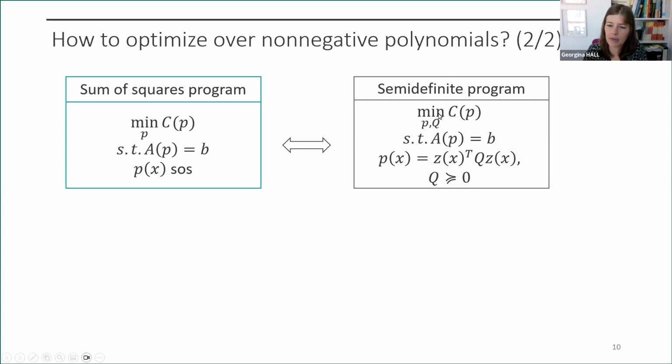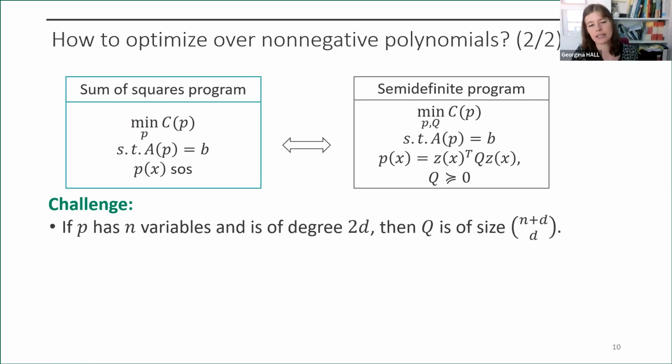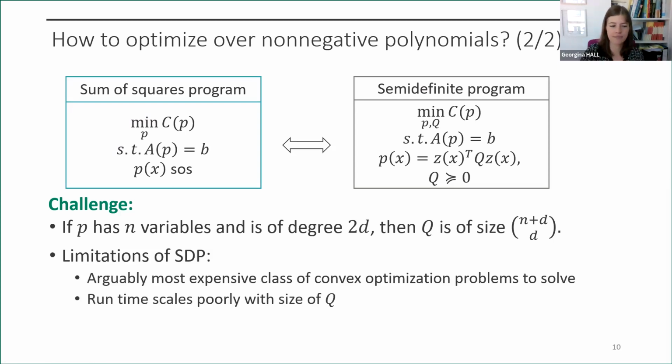So essentially here we're going to have a bunch of equalities between the coefficients of P, some numbers, and the entries of Q. And then we have this Q positive semi-definite constraint, which is exactly the format of a semi-definite program. And as I was saying, semi-definite programs are tractable. The issue, though, is that semi-definite programs that come from sums of squares programs typically are very, very large semi-definite programs to solve. So if P has n variables and is of degree 2d here, then this matrix Q that you see here is going to be of size n plus d choose d, which is pretty massive.